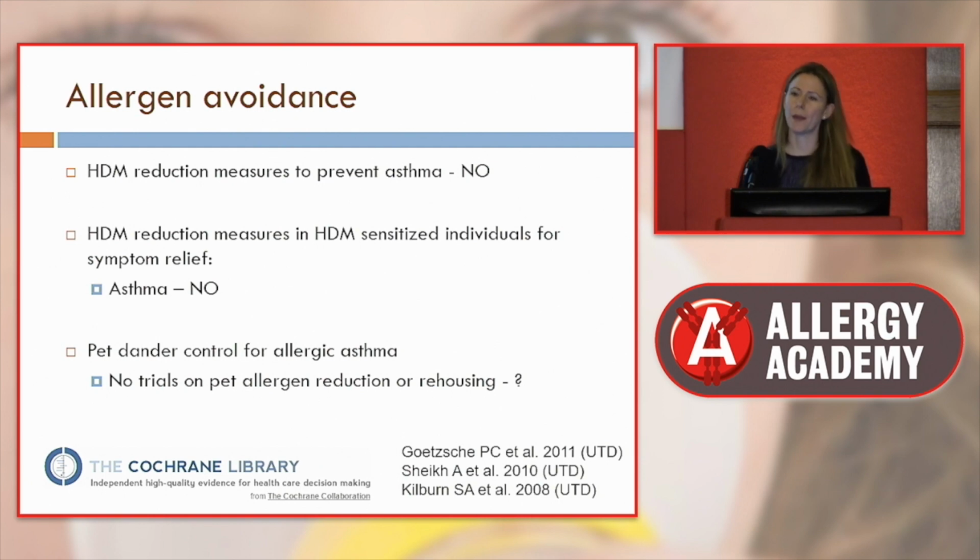And then generally there's not that much evidence for pet dander. We know that exposure to cats and dogs, if you're sensitized to those and you have asthma, can trigger your asthma. But we don't have any trials looking at removal of pet from the home or rehousing to see whether that improves asthma control or prevents the development of asthma.